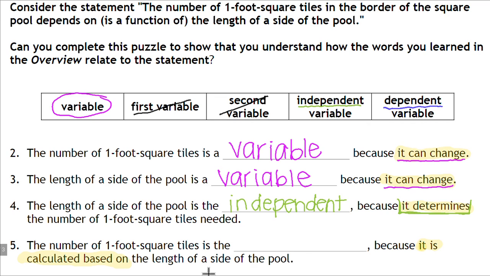And then the last one, number 5, the number of 1-foot square tiles then is going to be the blank because it is calculated based on the length of the side. It's based on the independent variable. So this is going to be our dependent variable because it is based on. It is based on. And I'm about to spell that wrong. D-E-N-T.